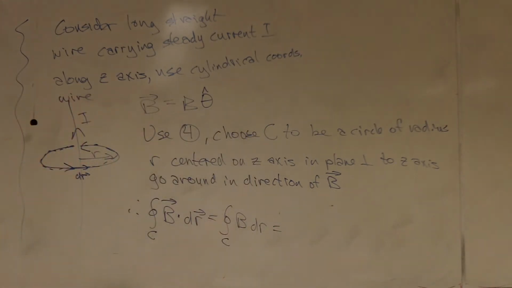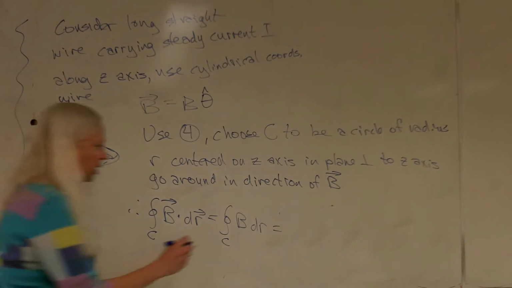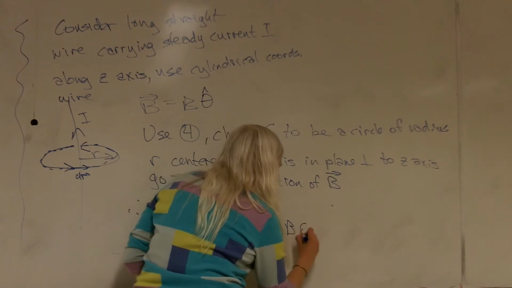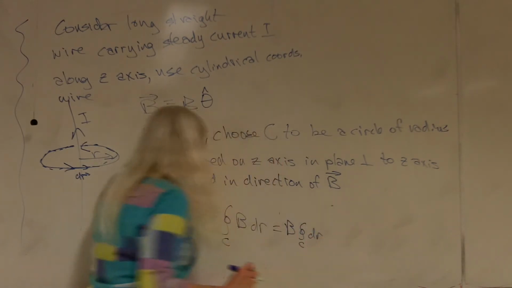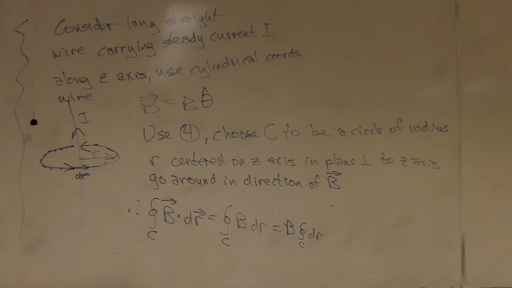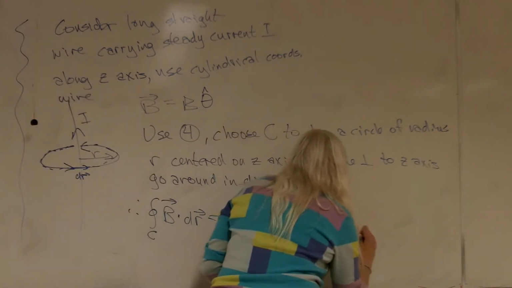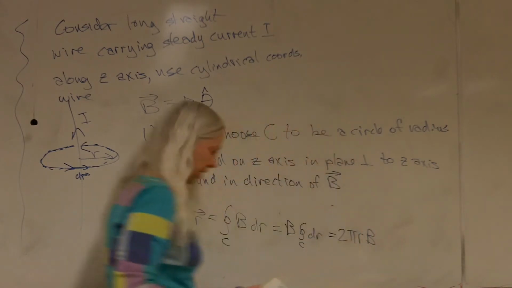Then we use the argument that we expect the magnitude of B to be the same everywhere along the circle, because by symmetry we're at the same distance from the wire at each point. There's no reason to think the field is stronger or weaker at any point along this path than any other point. That means we can pull the B out in front. And the integral of dr around this path C just gives us the total length around the path. We're going around a circle of radius r, so the length is the circumference, 2 pi r. So the result is 2 pi r times the magnitude of B.